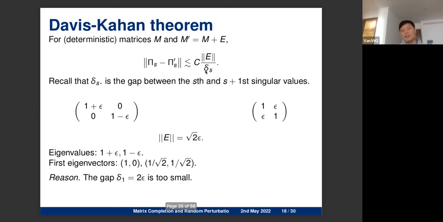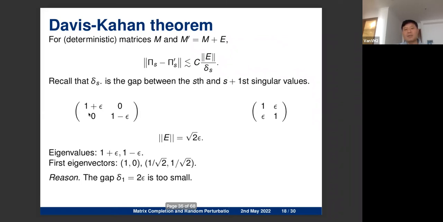Now, what it divides by is interesting. It divides by the gap between the S-th singular value and the (S plus 1)-th singular value. So it doesn't divide by the singular value itself. It divides by the gap. In order to see why the gap appears here, let me give you an example. The very interesting thing about the Davis-Kahan theorem is that it tells you that singular vectors, or actually eigenvectors in this case because I take the example of a symmetric matrix, are not a continuous function. We know that eigenvalues are continuous functions. We change the matrix a little bit, the eigenvalues change a little bit. But if you change the matrix a little bit, the eigenvectors can change hugely.